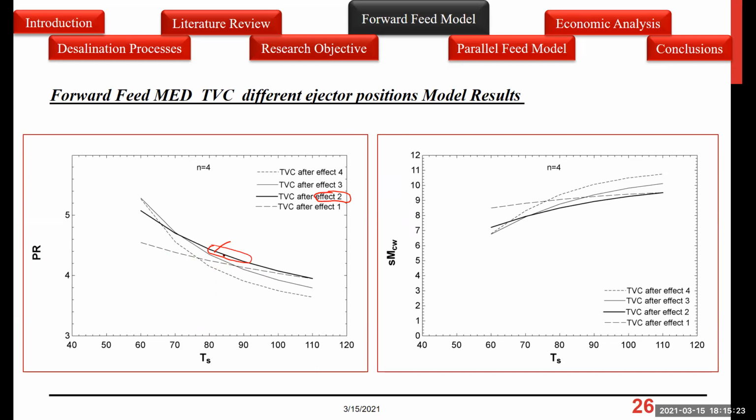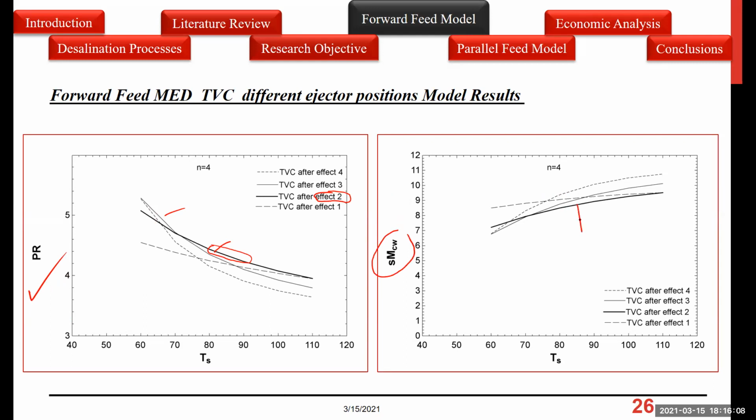And you will see, interestingly, that this figure is qualitatively the same whatever the number of effects and whatever the technology that we are using. I mean, is it parallel feed, forward feed, backward feed, whatever. They are going to result in qualitatively the same thing, which means that if you are talking about 2 effects, you better put your TVC after effect number 2, in the middle of the system. The benefits that we are going to get are, number 1, higher performance ratio. Number 2, lower mass flow rate needed for the cooling water.